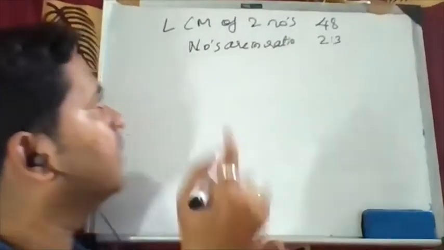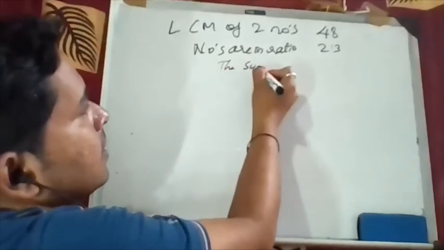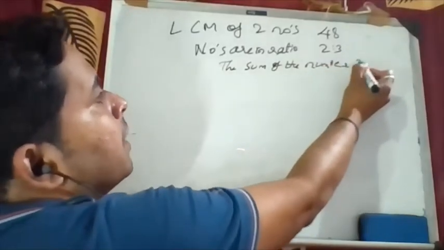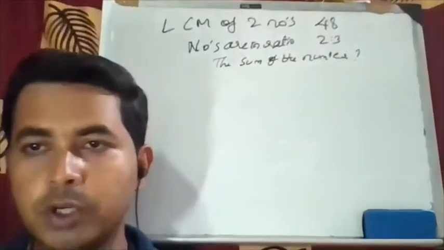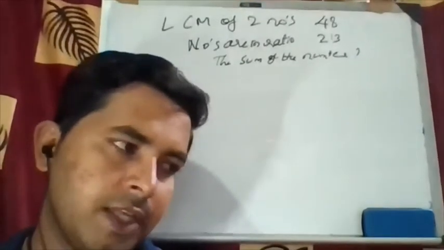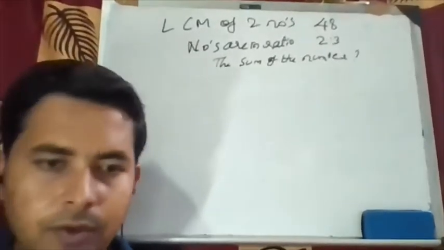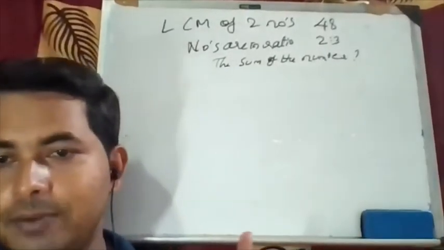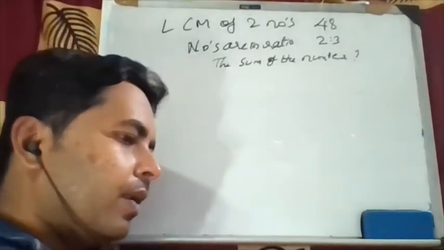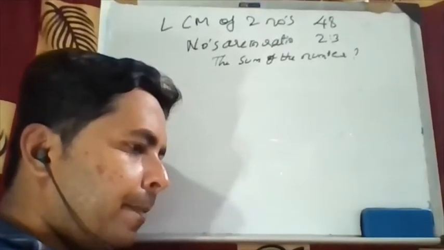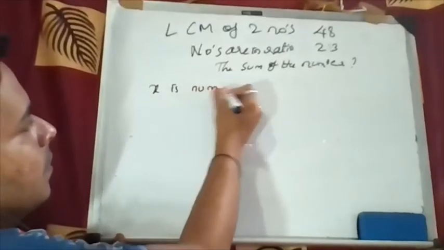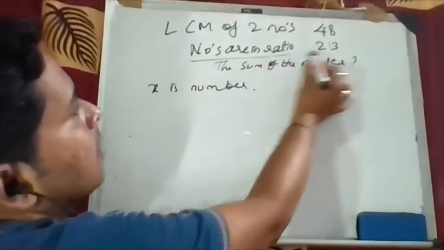Then the sum of the numbers is... इधर मुझे उन दोनों नंबर नहीं चाहिए. I don't want those two numbers. I want sum of those two numbers. Okay, this is a different way. And here the thing is not HCF. Here they asked LCM. Okay, how to do this? First, take x as a number.